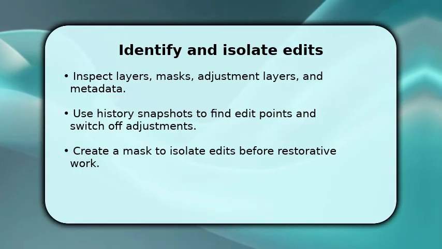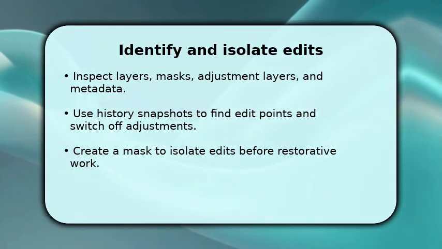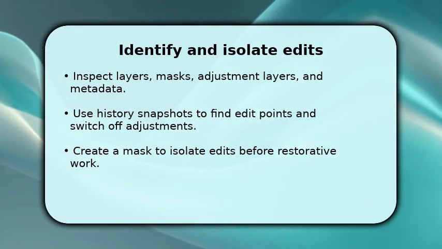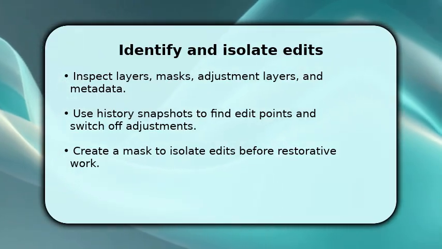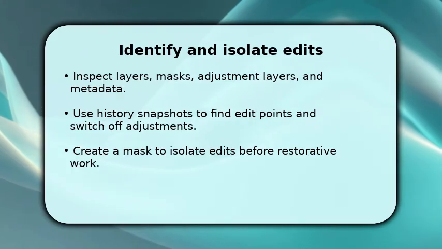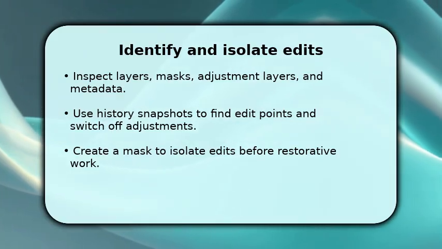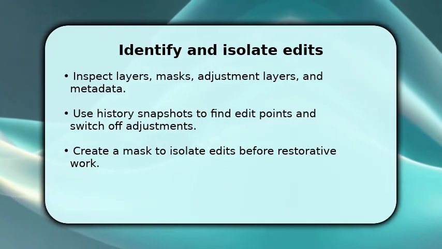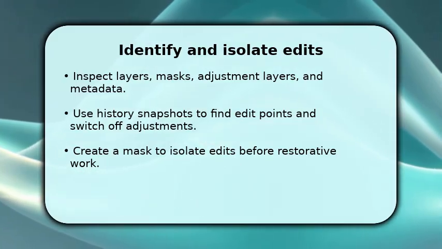Once you spot a retouch or color shift, toggle that layer or adjustment off to see the difference, and use a history snapshot to return to a prior state if needed. Then create a precise mask to isolate the edited area so your fixes only affect pixels that changed. This targeted approach avoids creating new artifacts while restoring the image.